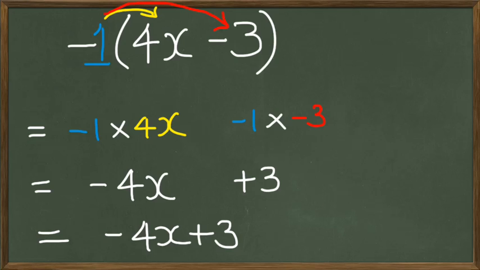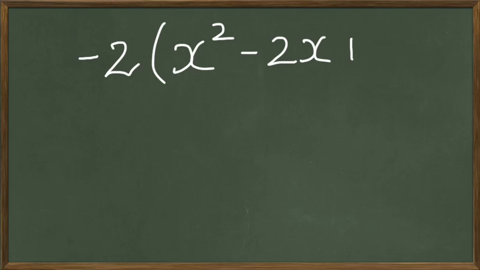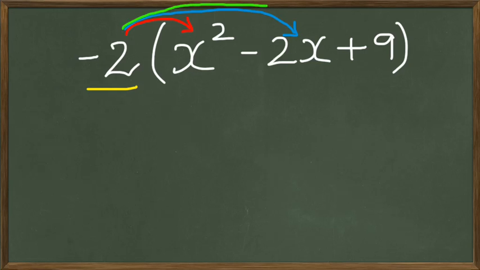Going to do another example, and we're going to have a negative number in front as usual. So this time we're going to say negative 2 times x squared minus 2x plus 9. So we have our minus 2. It's going to get multiplied by x squared. We have a minus 2, which is also going to get multiplied by negative 2x, and minus 2, which will get multiplied by positive 9.